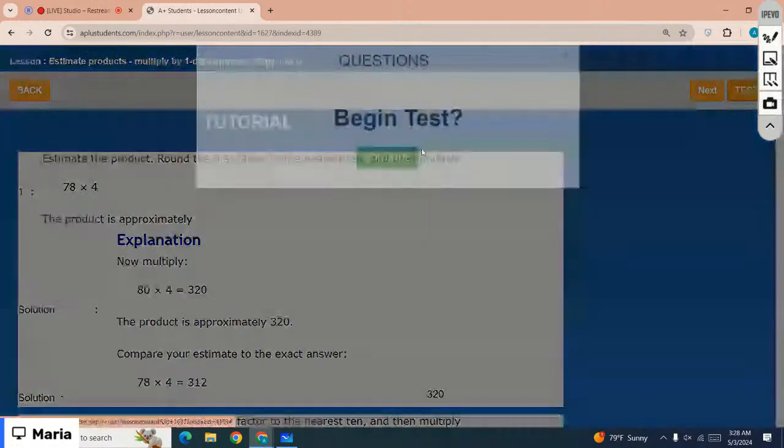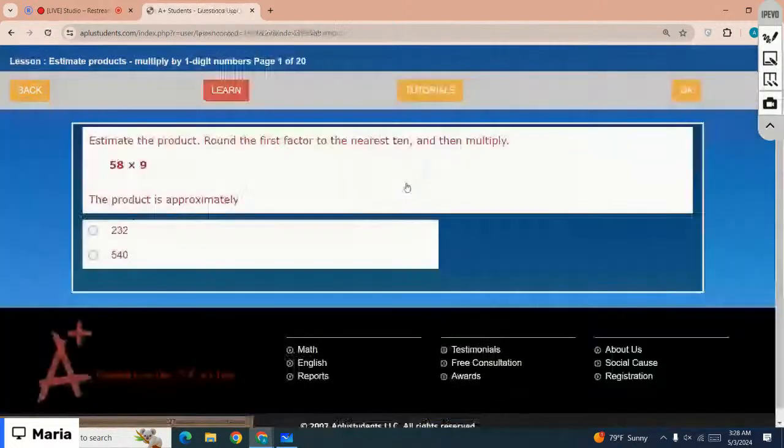Let's just start with the test questions. Estimate the product, round the first factor to the nearest 10 and then multiply. So that is 58 times 9. 58 is rounded off to 60 and 9 times 6 is 54. That would be very good. 540 is.